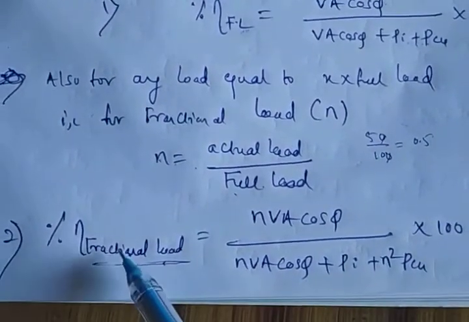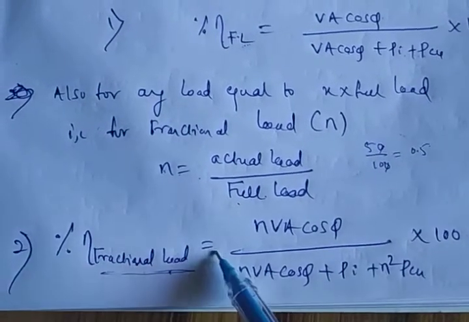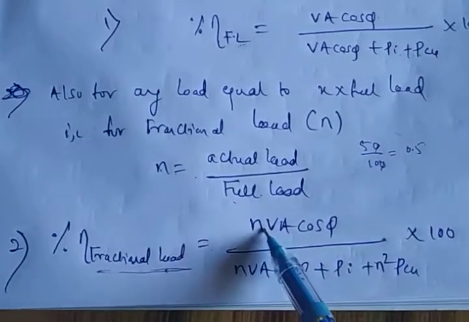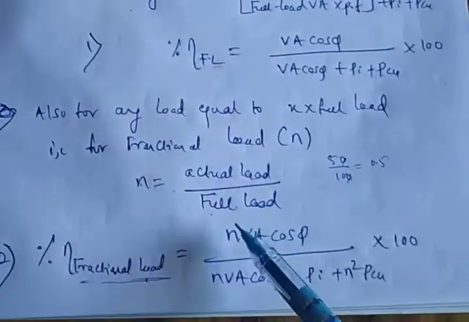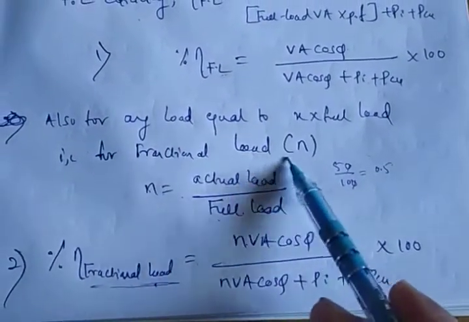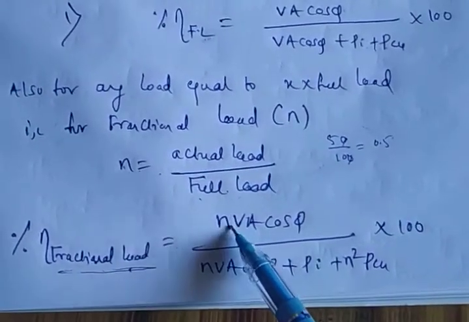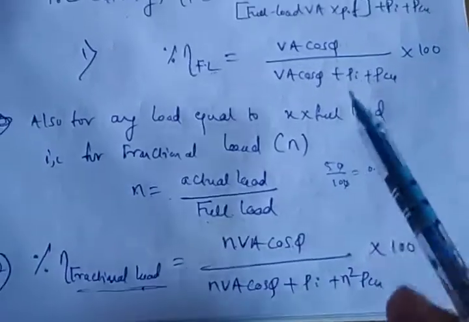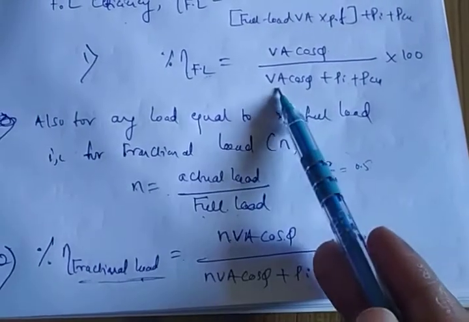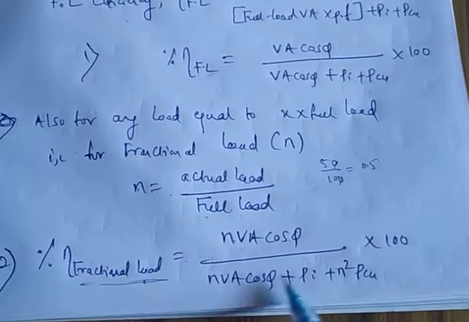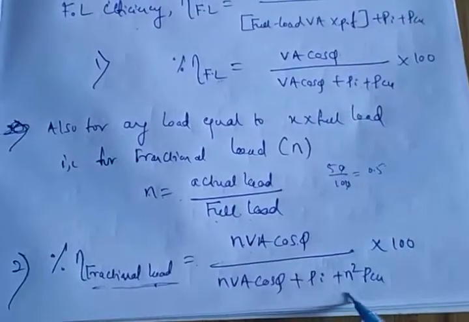So for calculating the efficiency at a fractional load condition, we just multiply by N. The same equation is here. N means the fractional load, and the formula for N is actual load by full load. So the efficiency is N into VA cos phi divided by N into VA cos phi plus Pi plus N square PCU.